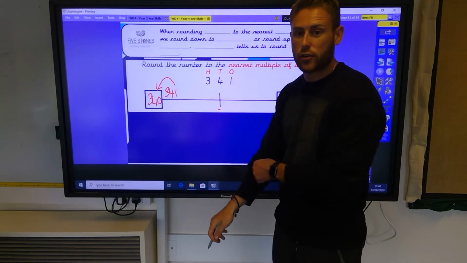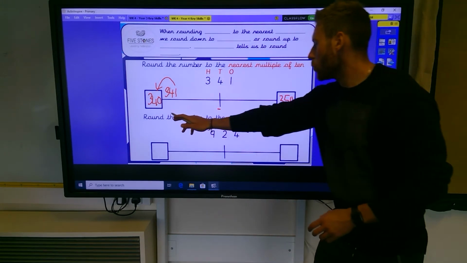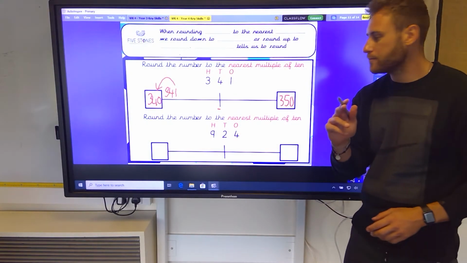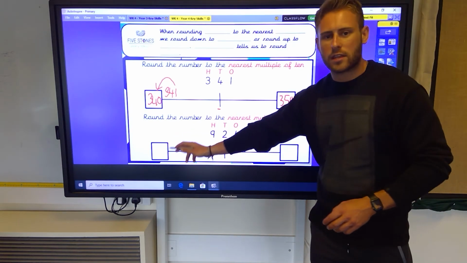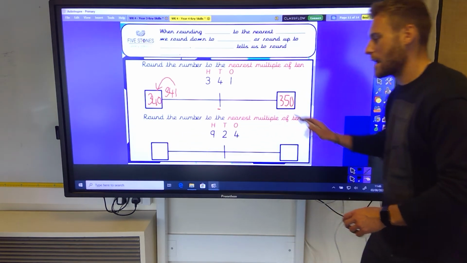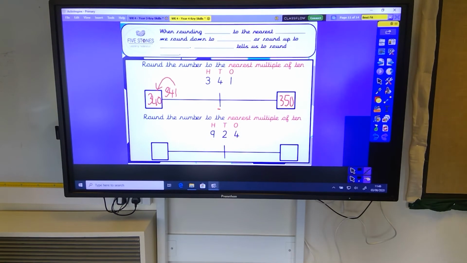Your turn to use this method with this problem here. Still working with the nearest multiple of 10. We've got the number 924. Think about that first multiple of 10 and then the next, and then place it on the number line to figure it out. Off you go.